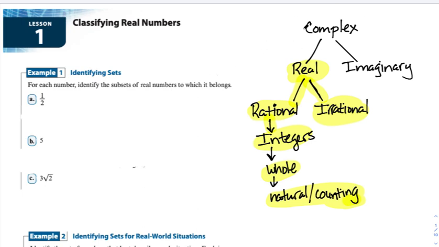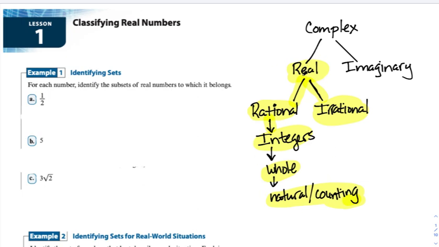So what I want you to know, Algebra 1 students, is that complex numbers, all numbers are complex. We'll discuss that in more detail later. And the complex numbers are broken down into two categories, the real and the imaginary. Yes, there are imaginary numbers. Real numbers are the ones that we're used to. That's why I have all of this highlighted in yellow.